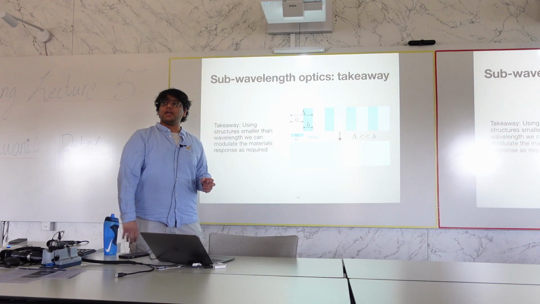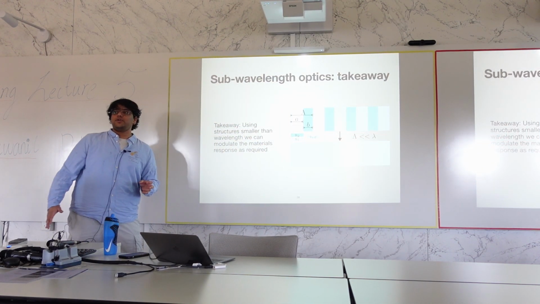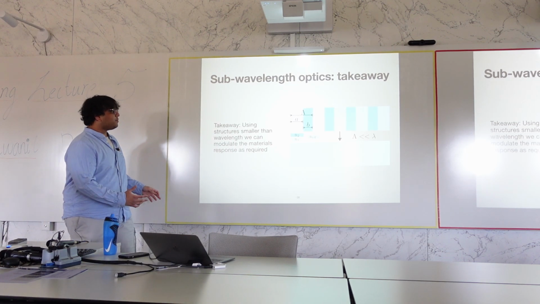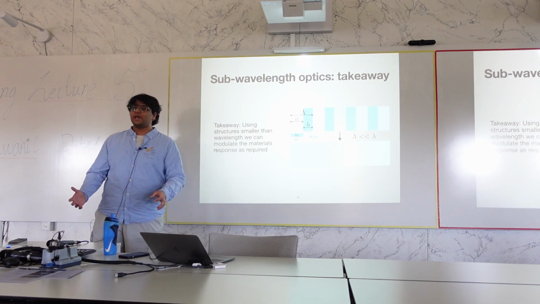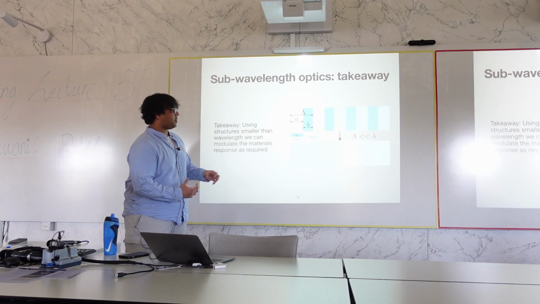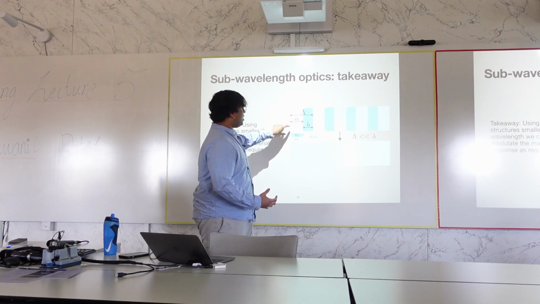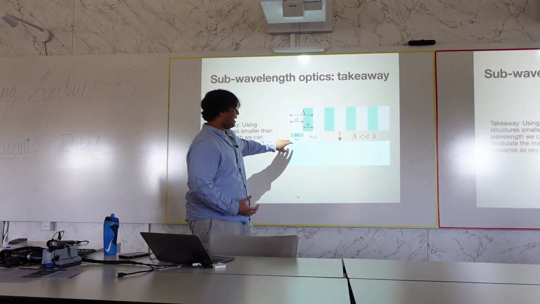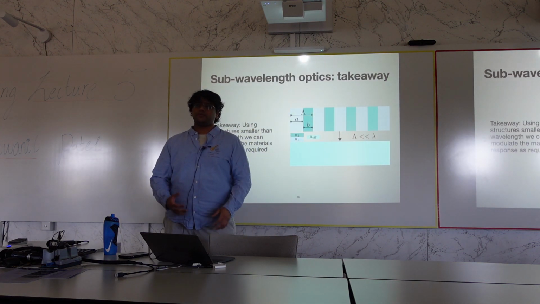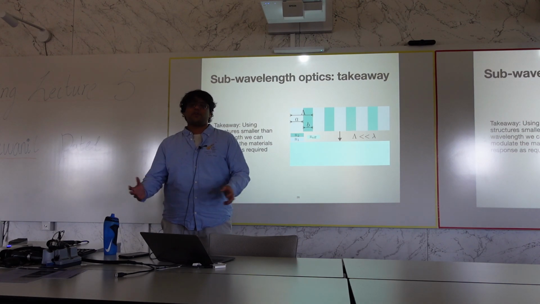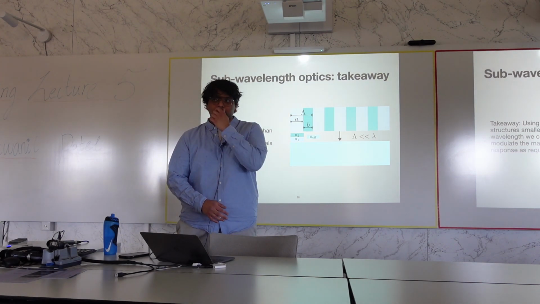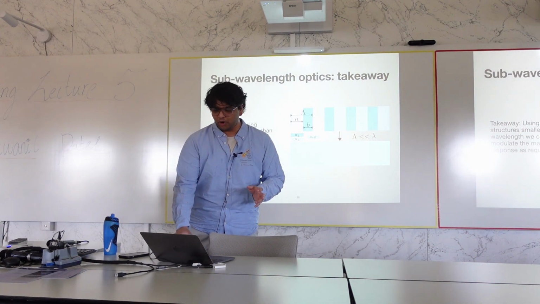So the takeaway is that if you use structures smaller than the wavelength, we can effectively modulate the material's response as required. So you can tweak these parameters, A, B, type of materials, n2, n1, and make an effective material which you can use for your own instrument, where you can basically modulate the response as you want.